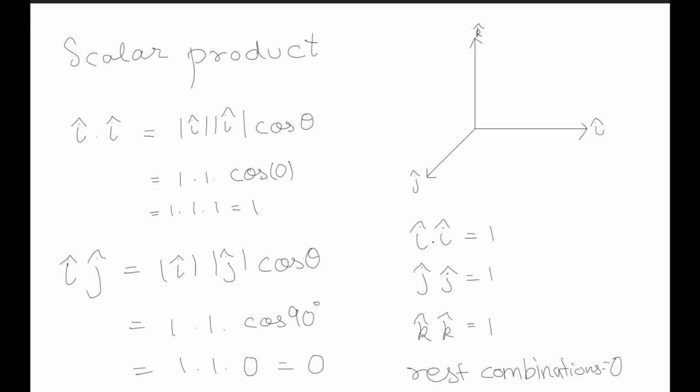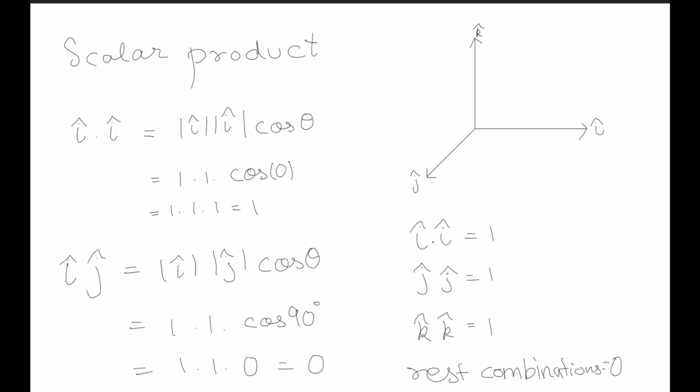Like here, we are calculating the scalar product of I cap and I cap. So the angle between two I caps is just 0. So cos theta would be cos 0, and cos 0 is just 1. And we get 1 times 1 times 1, that is just 1. So dot product of I cap and I cap, or the scalar product of them, is 1.